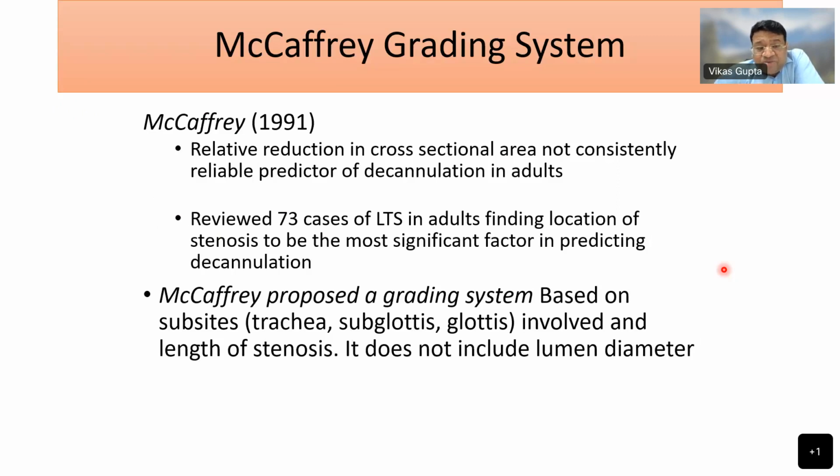McCaffrey observed that the cross-sectional area is not a reliable predictor of decannulation in adults. That means the results don't depend solely upon the cross-sectional area which is available. So he proposed a grading system based on subsites, like trachea, subglottis, glottis, including whether each is involved and also the length of it. It doesn't include the lumen diameter.